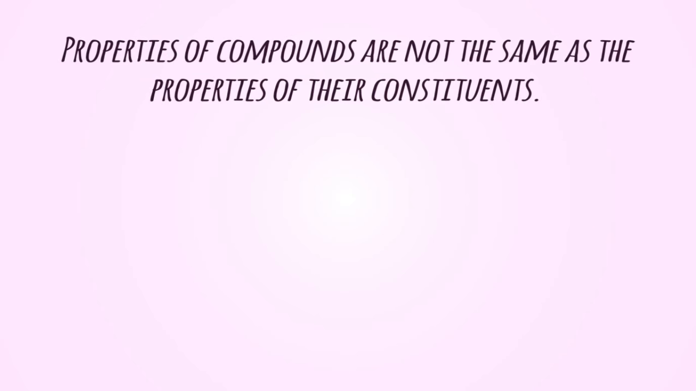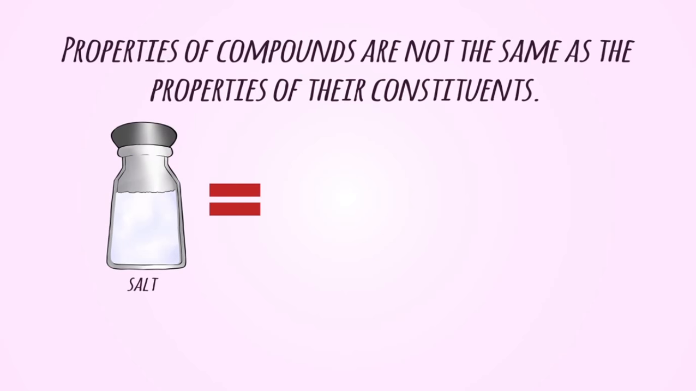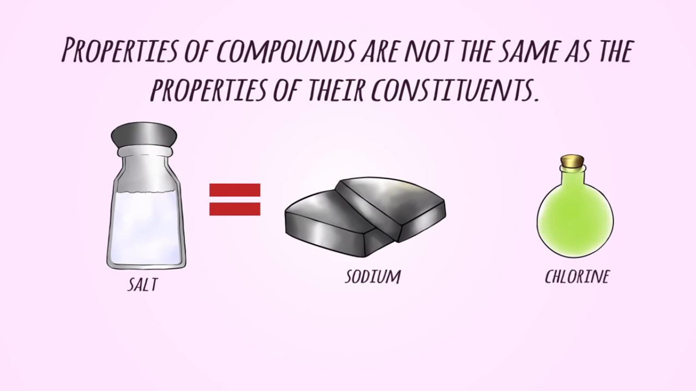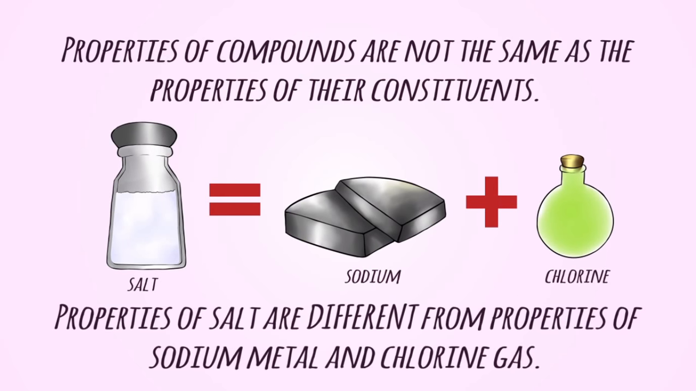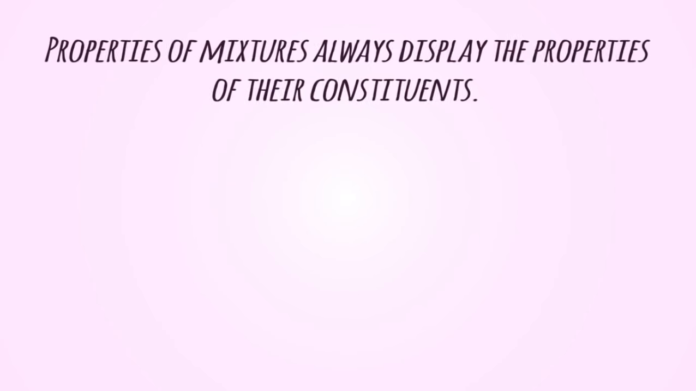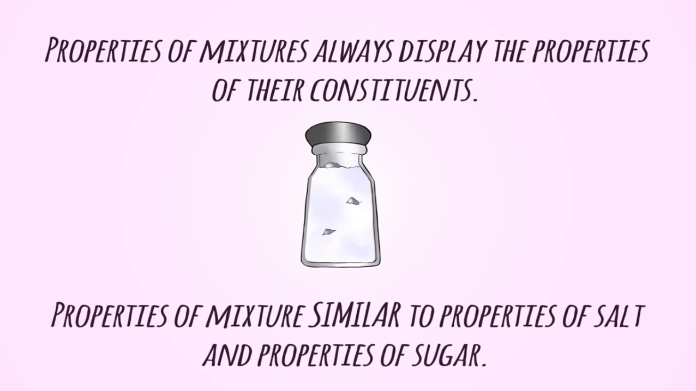Properties of compounds are not the same as the properties of their constituents. Salt, which is made from sodium and chlorine bonded chemically, will have different properties from sodium and chlorine altogether. Properties of mixtures always display the properties of their constituents. For example, when you mix sugar with salt to get a sugar-salt mixture, the properties of this mixture will be similar to that of salt and sugar.